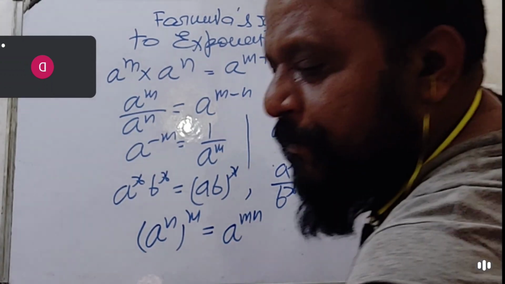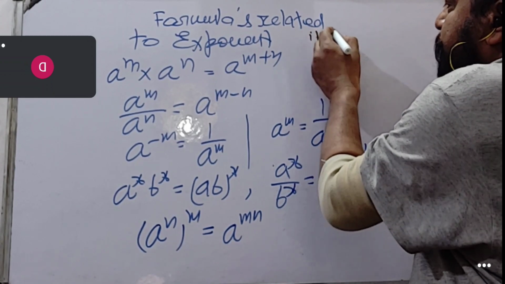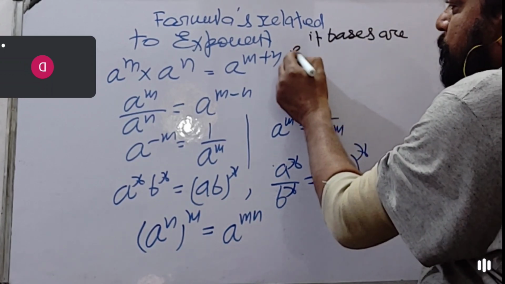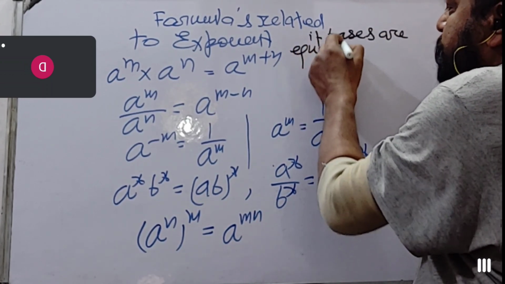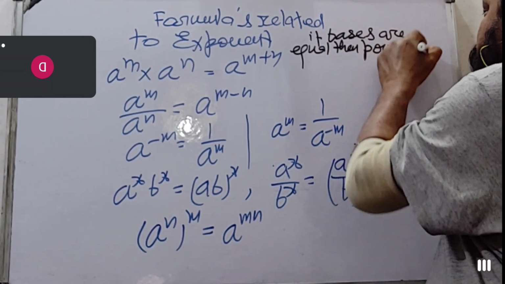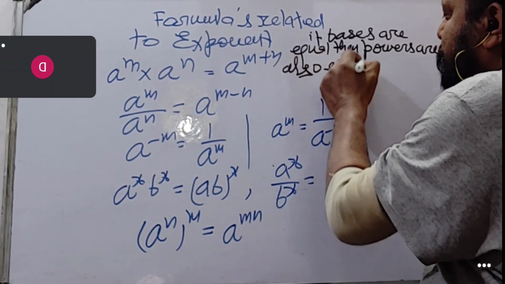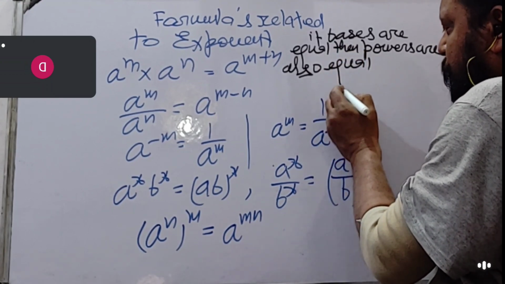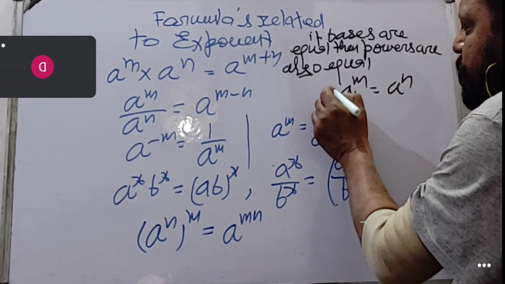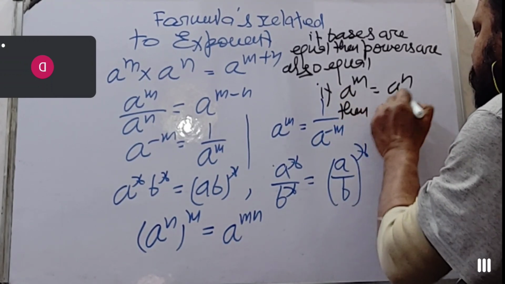And we have, if bases are equal, then powers are also equal. So a raised to the power m is equal to a raised to the power n, then m is equal to n. Fine.